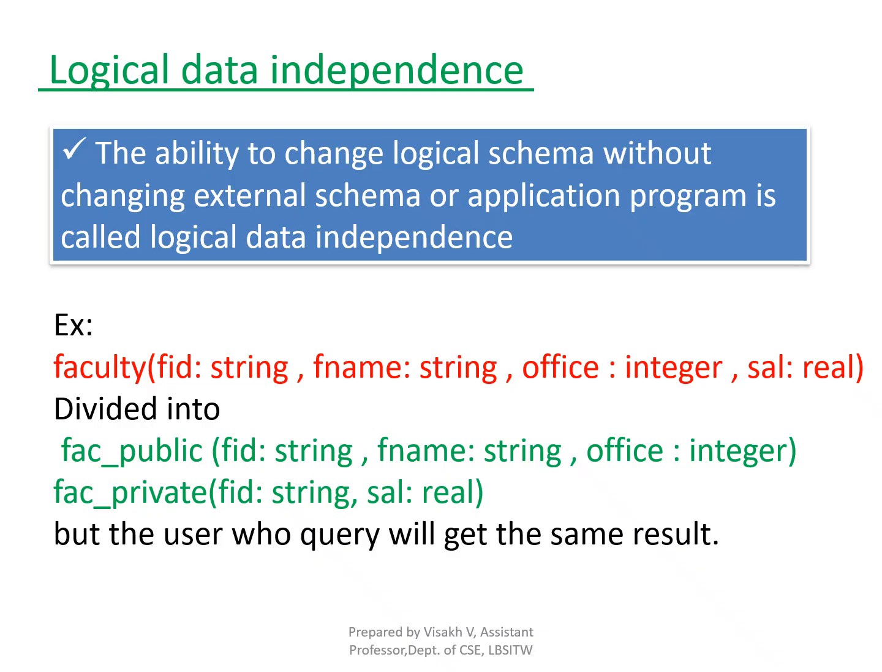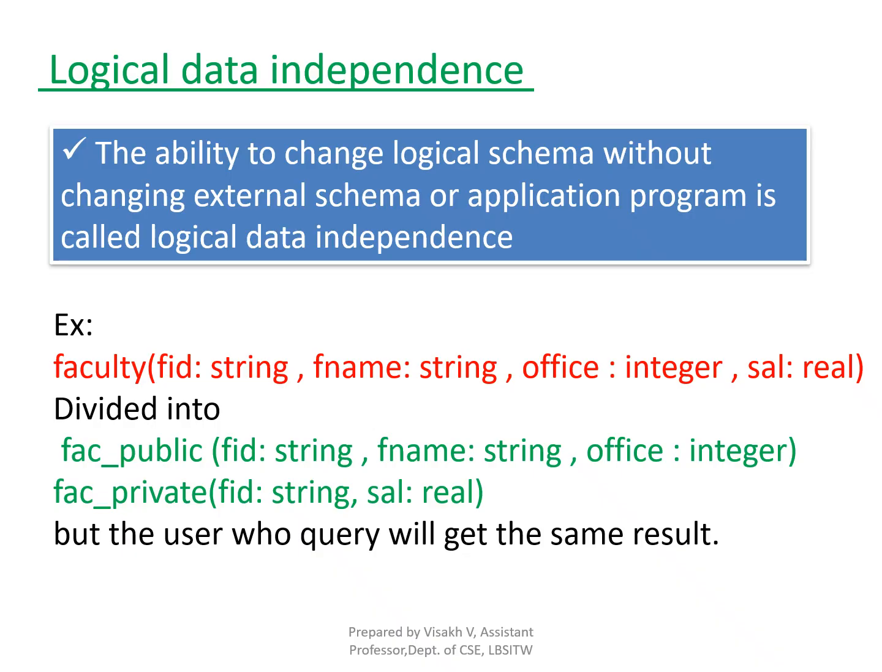Faculty data is collected, in strings. Faculty ID is a string, maybe a combination of characters and numbers. F name, faculty name, is also a combination of characters. Office is an integer, maybe numbers, and salary is a real. So real, integer, string, these are known as the data types.